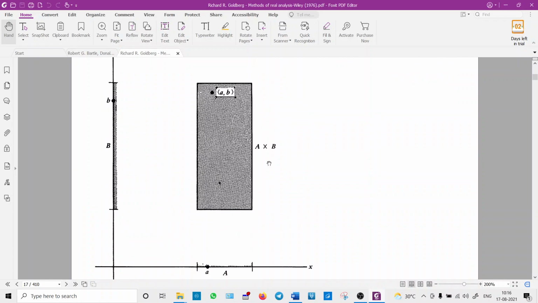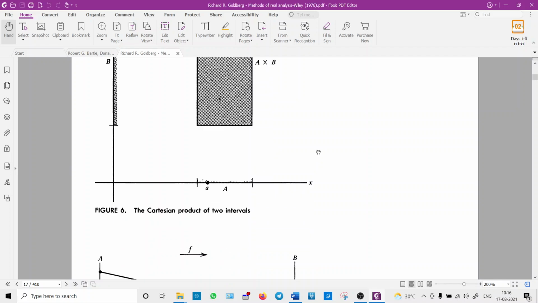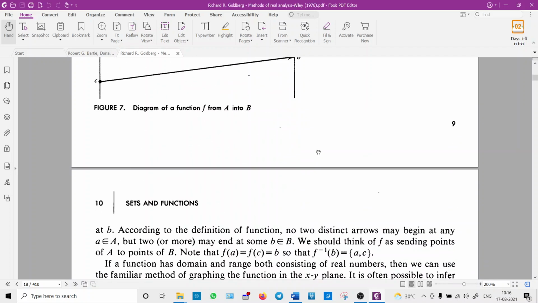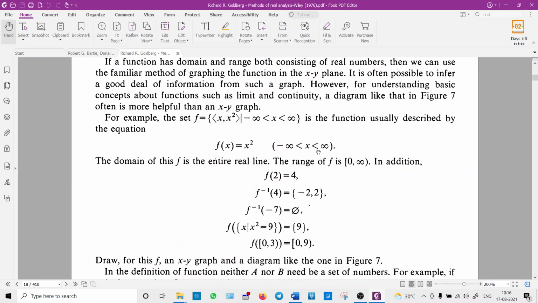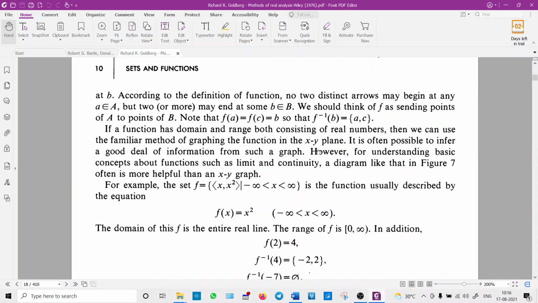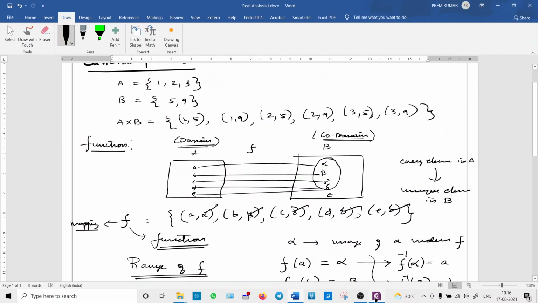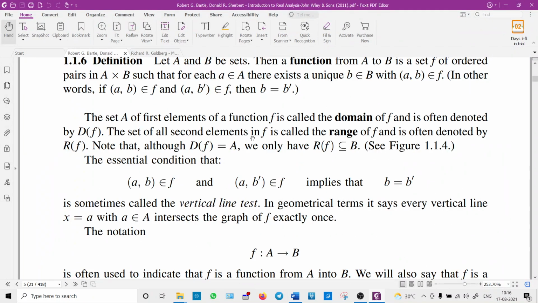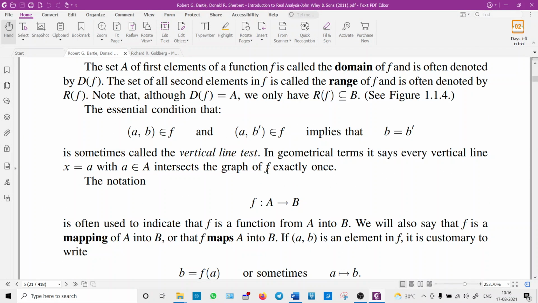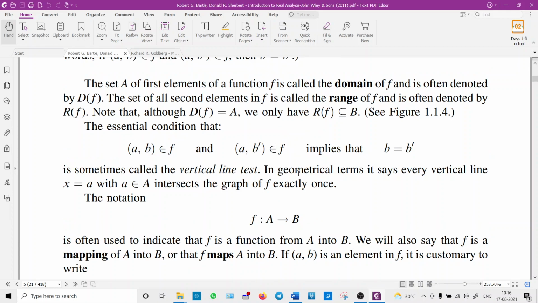See, this is A cross B. What is the meaning? Also, geometrically I can visualize this A cross B. Cartesian products, everything is available. See here. Go for this book also. Both the books you can follow. Range, domain. What is a vertical line test?